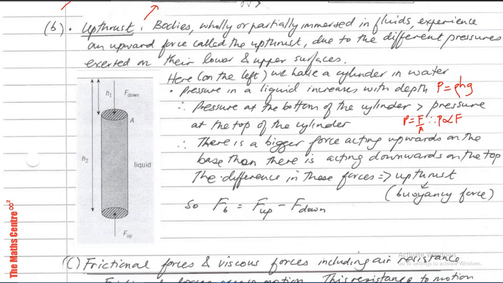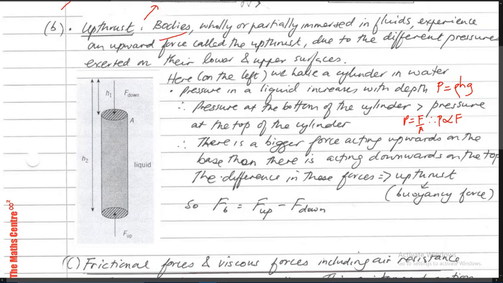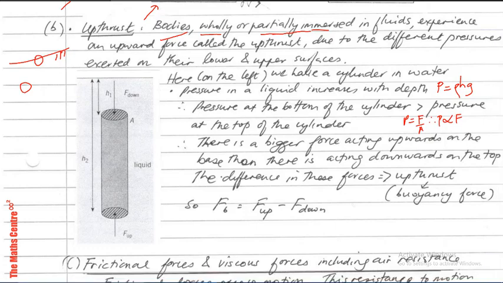Next, let's talk about upthrust. Now, bodies wholly or partially submerged. What does that mean? If you have, let's say, a water surface here, this is a water surface, you can have an object which is wholly submerged, or it can be partially immersed. So it can be fully submerged or partially submerged.